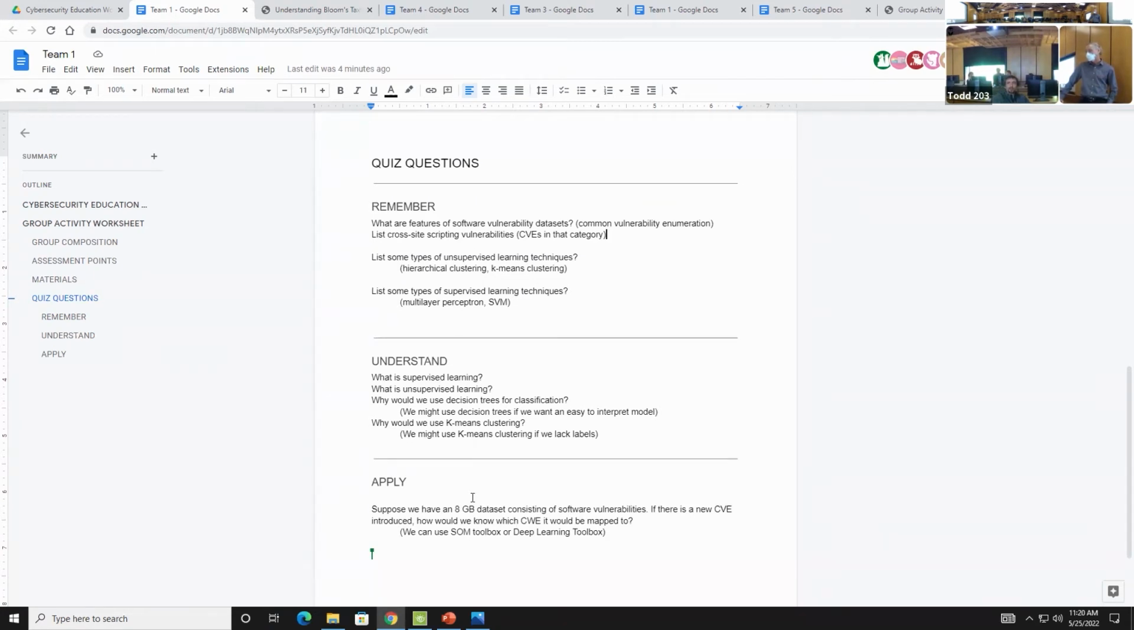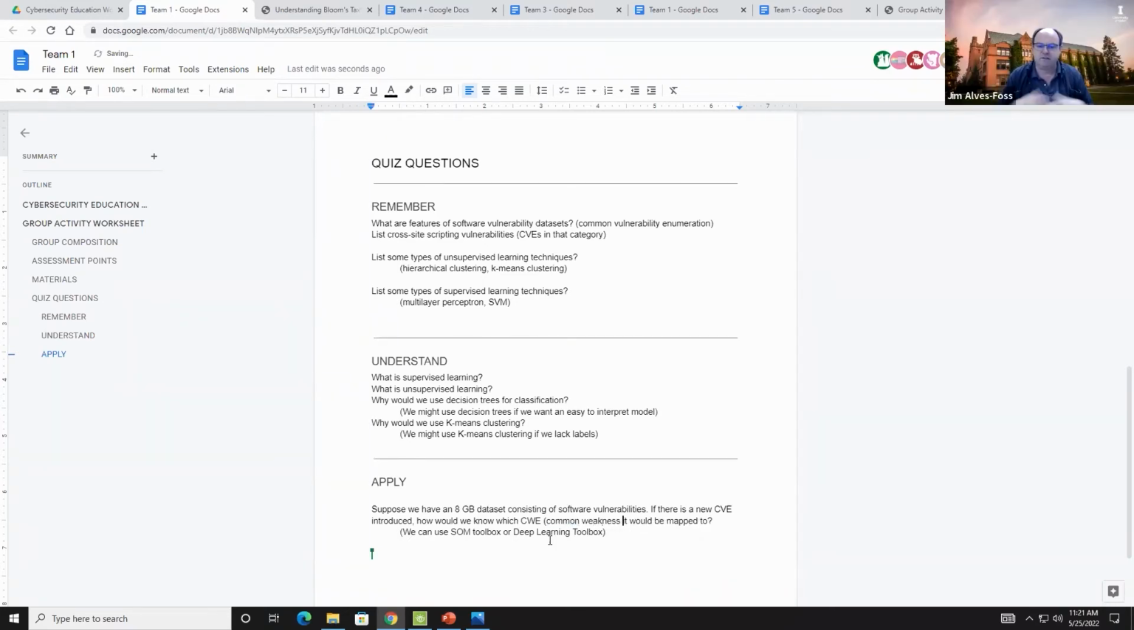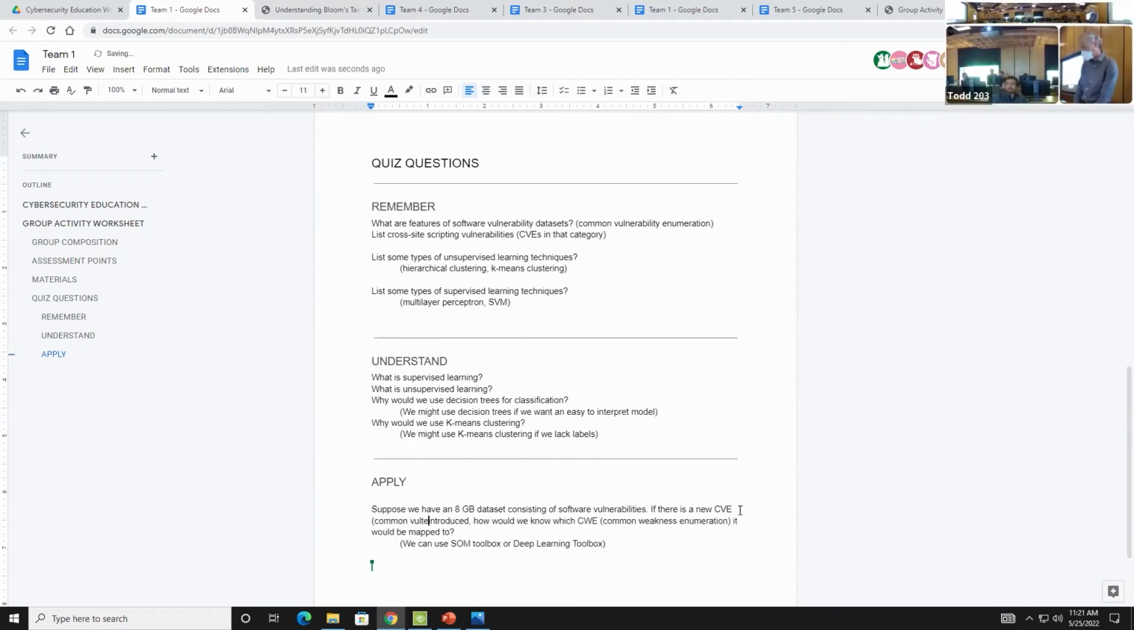Let's jump to apply. Suppose we have an 8 gigabyte data set consisting of software vulnerabilities. If there is a new CVE introduced, how would we know which CWE it would be mapped to? So first of all, CVE I know is common vulnerabilities and exposures. I don't know what CWE is. It's a common weakness. Yeah, common weakness would be things like buffer overflow. A CVE is a specific buffer overflow in a specific product. However, not all CVEs map to CWEs in the data sets.